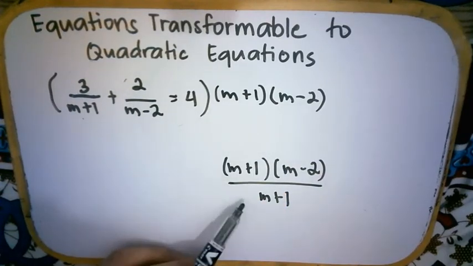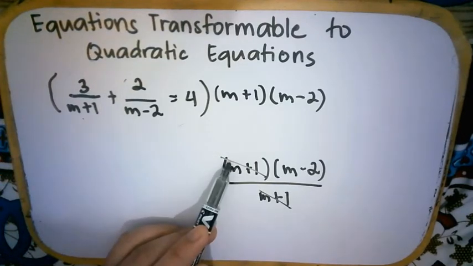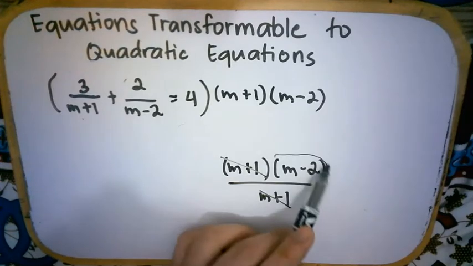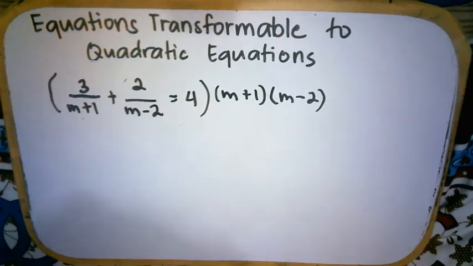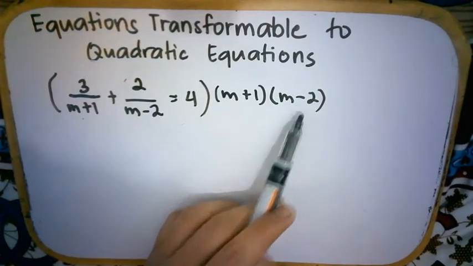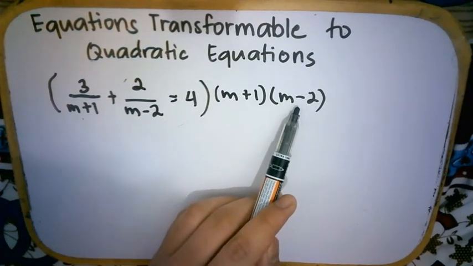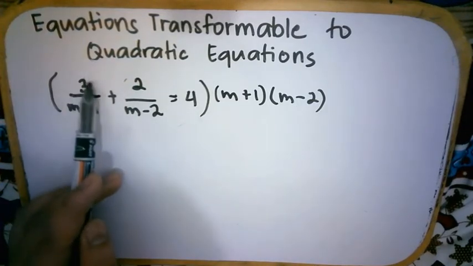So we can cancel m plus 1 and m plus 1 since m plus 1 divided by m plus 1 is simply 1. So ang matitira dyan ay m minus 2. So that is cancellation method. Therefore, m plus 1 times m minus 2 divided by m plus 1 is simply m minus 2. Then after that, we're going to multiply it by the numerator.